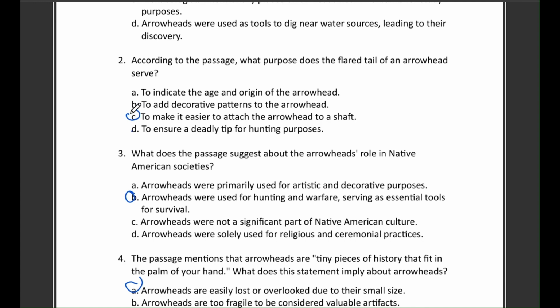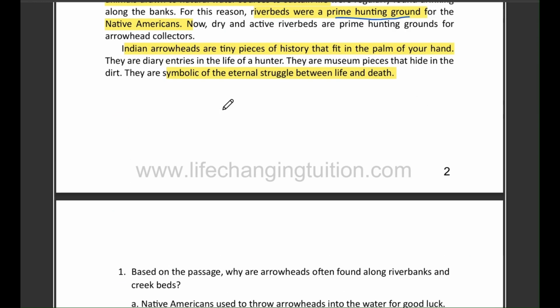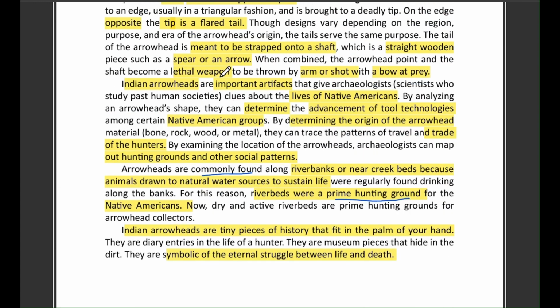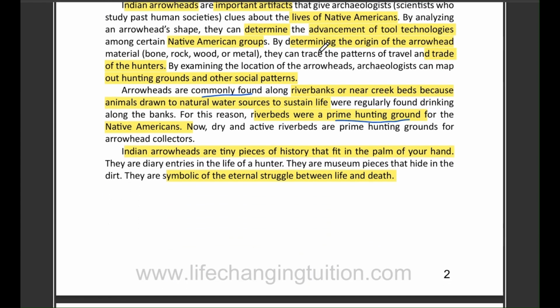The correct answer is option C. To make it easier to attach the arrowhead to a shaft. As you know, the flared tail was specifically designed to be strapped and secured onto straight wooden pieces such as spears or arrows, which allowed the arrowhead to be used as a weapon.